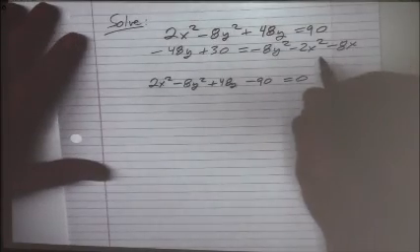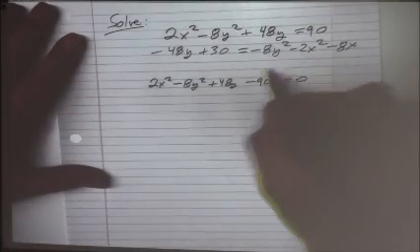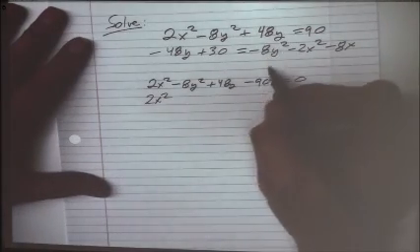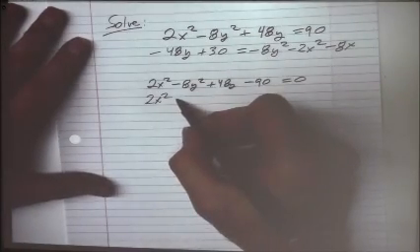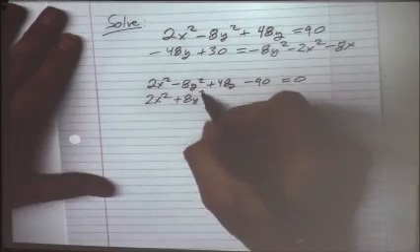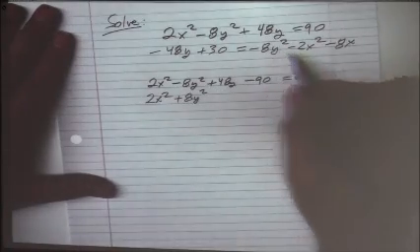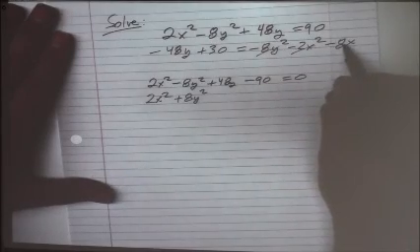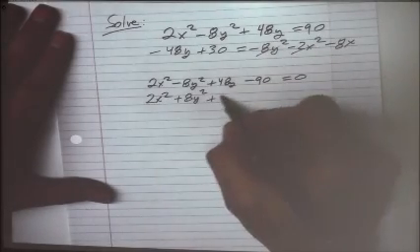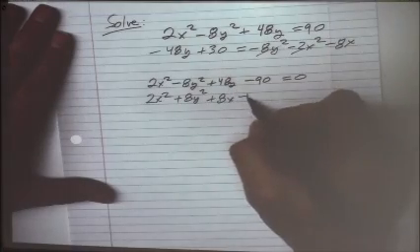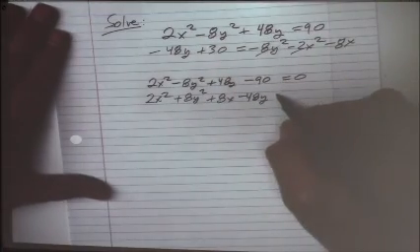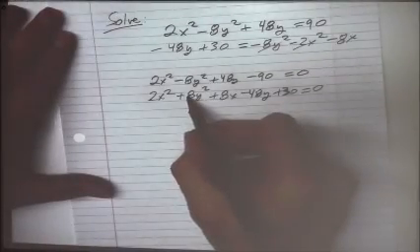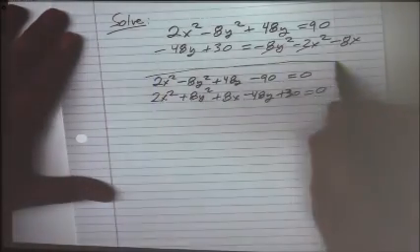And on the other one, I need the x squared over here, so I'm going to add 2x squared to both sides. And then I'm going to add 8y squared to both sides. And then, let's see, that takes care of that one, that takes care of that one. Then I'm going to add 8x. And I already have a minus 48y. And I have a plus 30. Now, they're both in the same form. Now we can analyze it.